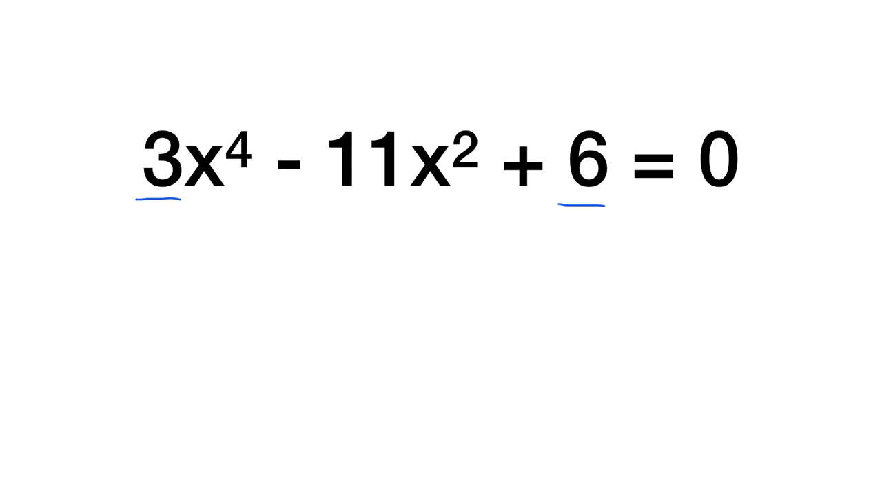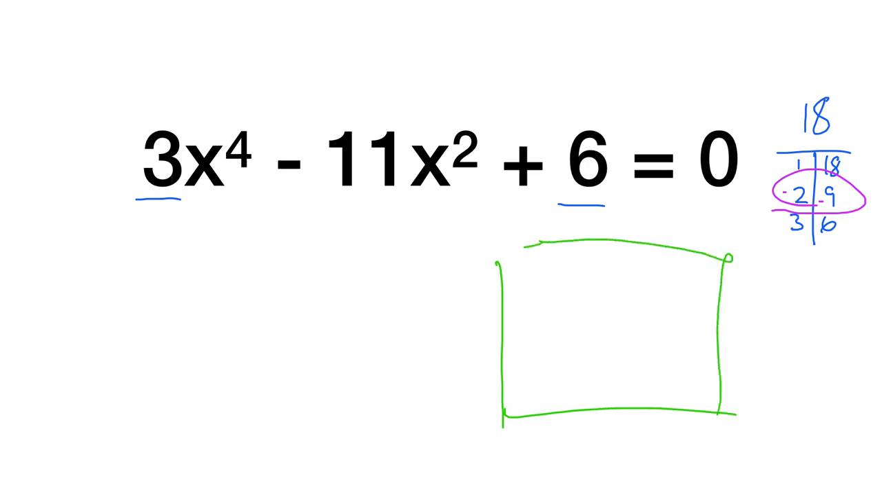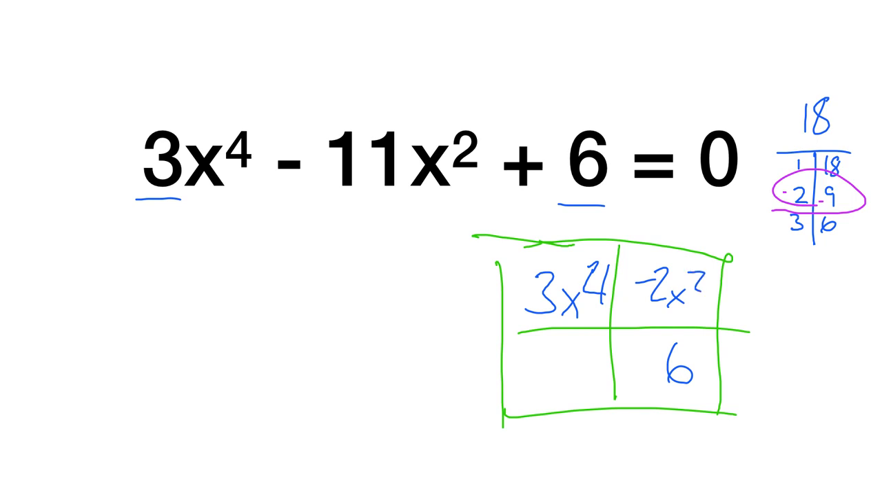Leading coefficient times constant becomes 18. Factors of 18: 1 and 18, 2 and 9, 3 and 6. In this case, the two that add up to 11 are 2 and 9. They both have to be negative. So let's see. We are going to use the box. So I'm going to say 3x to the 4th, 6, negative 2x squared, negative 9x squared.